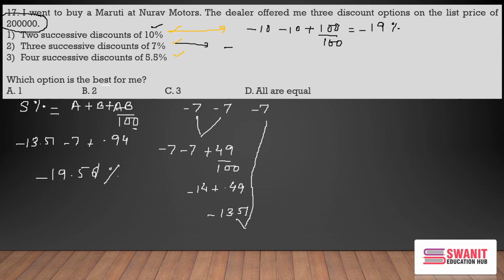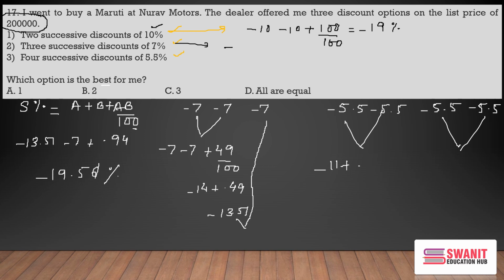So when we are talking about which one is best for me, we are not going to consider the first option. Let's talk about the third option as well, in which we are talking about minus 5.5 minus 5.5. Since it is minus 5.5 for 4 successive times, we have to take it 4 times. Now again, 2 at a time is what we do in successive percentages. So minus 5.5 and minus 5.5 gives me minus 11 plus 5.5 multiplied by 5.5 gives me somewhere close to 30.25.